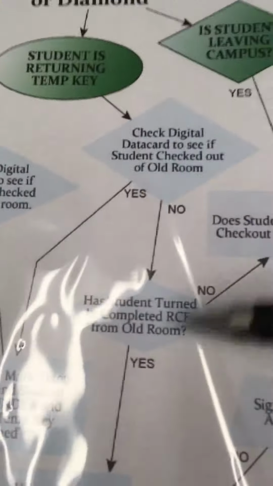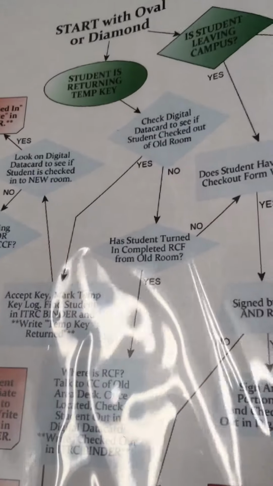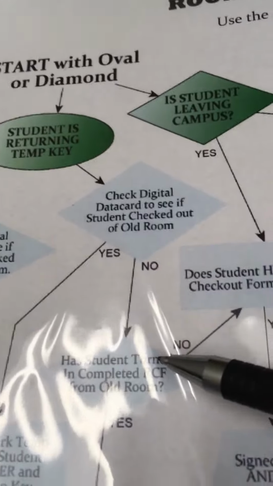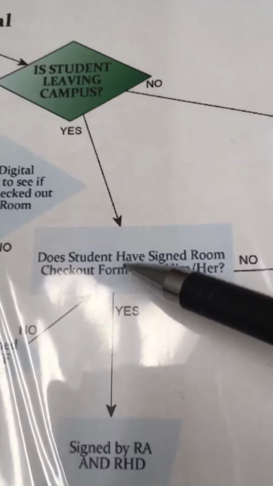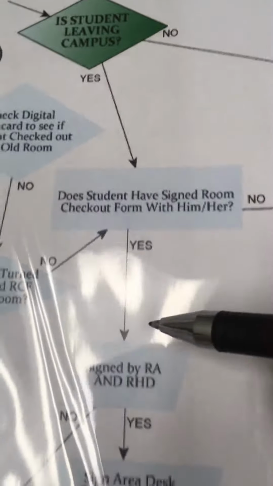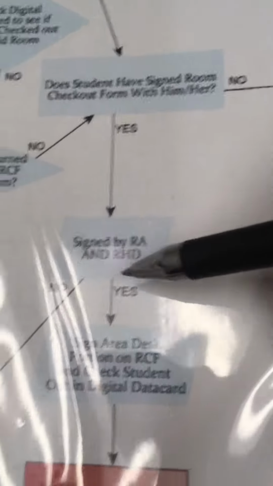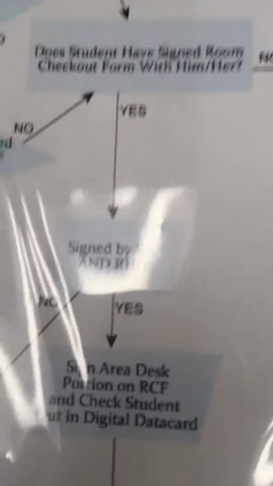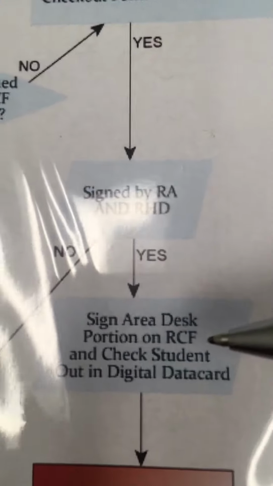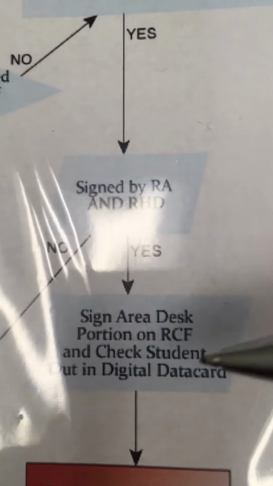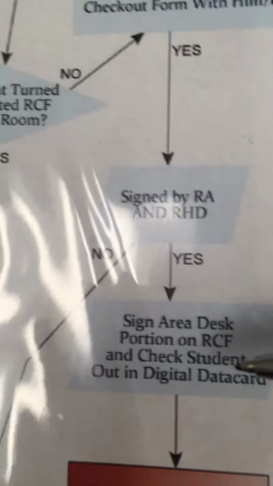Now, has the student turned in the completed RCF? So they could be holding it right then. So have they turned it in? You're going to say no, but then do they have it with them right then? If yes, let's say they do. Is it signed by the RA RHD? Yes, it is. Then we're going to go ahead and sign our portion at the bottom. Then we're going to check the student out in digital data card, which should be totally fine.